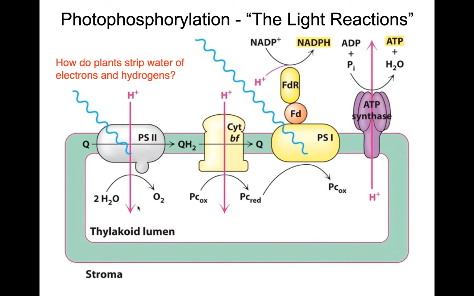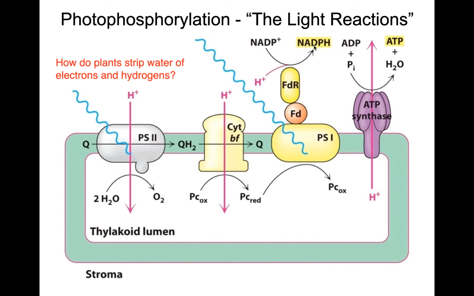That means the electrons that we are stealing from water and taking to NADPH are also accumulating within the stroma, and it's those two that are going to be the source of energy and the source of electrons and hydrogens that are going to be used to turn carbon dioxide, or 6 of them, into a molecule of glucose.